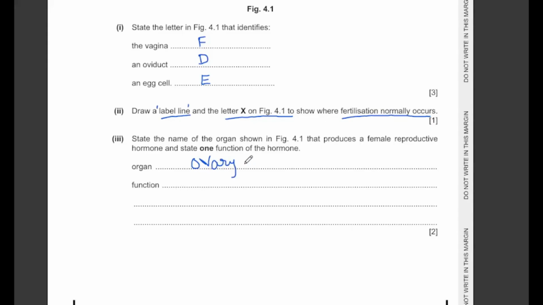Function of that hormone: the ovary produces estrogen and progesterone. So we will write here development of secondary sexual characteristics. Basically, the ovary is releasing estrogen and progesterone.